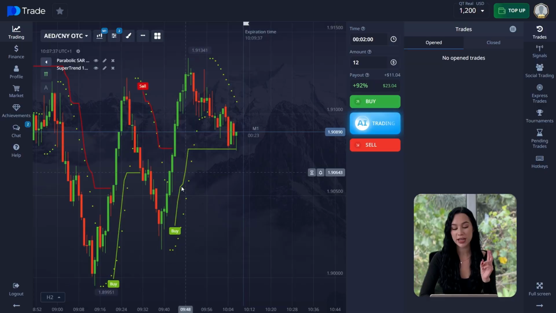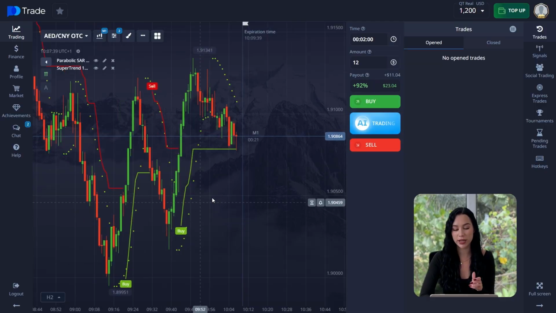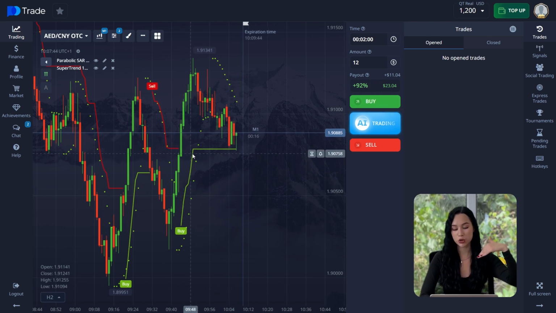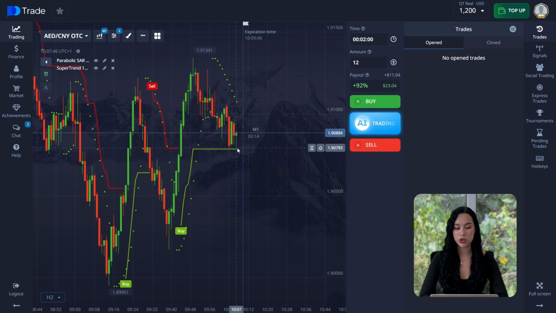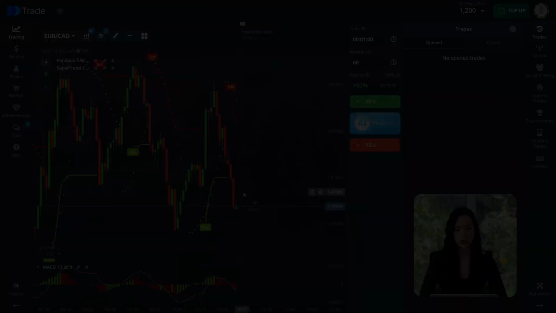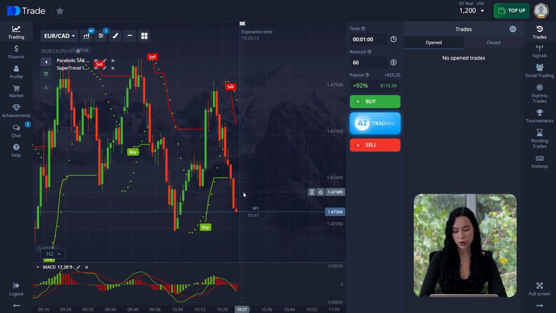And on this chart, I would definitely not open the trade because here 2 indicators are giving us absolutely opposite signals. Parabolic SAR is giving a sell signal and Super Trend is giving a buy signal. So you need to find the chart where 2 of these indicators are giving you the same signal, buy or sell. So guys, I changed the chart to find you a good situation, and here we are.